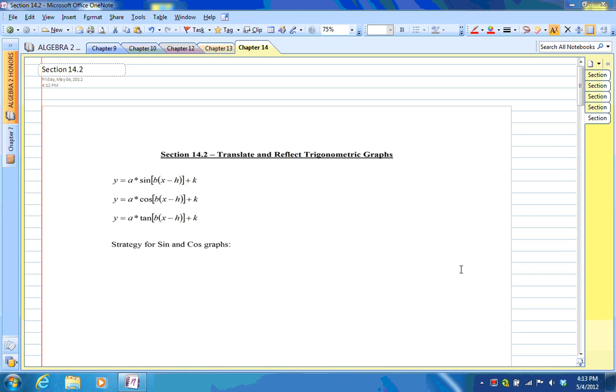Welcome to today's lesson on section 14.2, which is titled Translate and Reflect Trigonometric Graphs. So we talked about how to graph basic sine, cosine, tangent during block number 2 this week. And so on Monday we'll be doing some practice problems on this stuff. But also it's important that we talk about how to translate and reflect these.